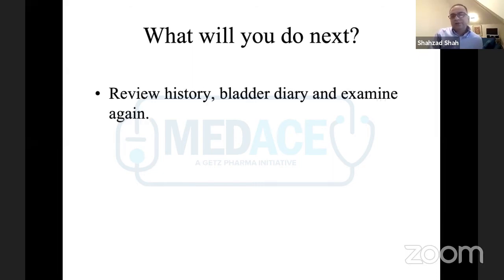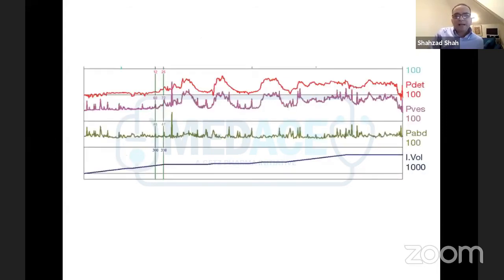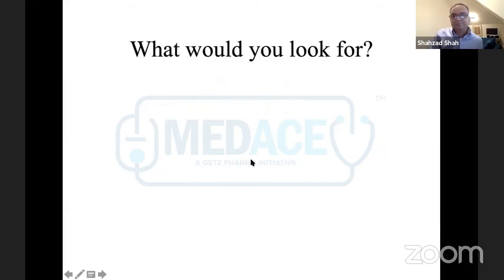So we reviewed the history and a bladder diary, and examined again. This time we proceeded on to urodynamics as we'd exhausted the first and second line treatment. Her urodynamic trace showed obvious detrusor contractions with no change in the abdominal line. So this is detrusor overactivity.